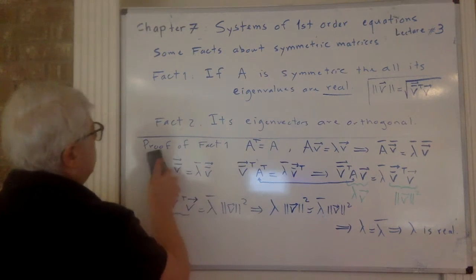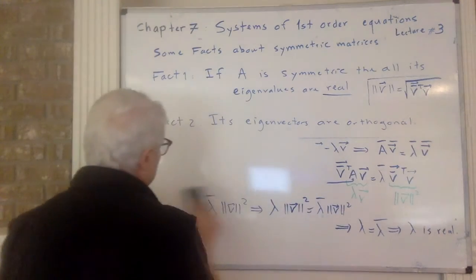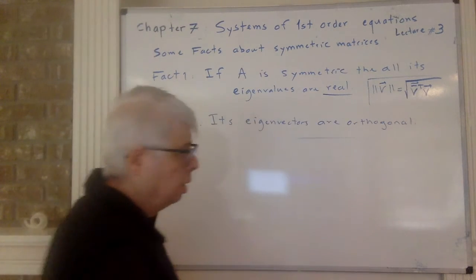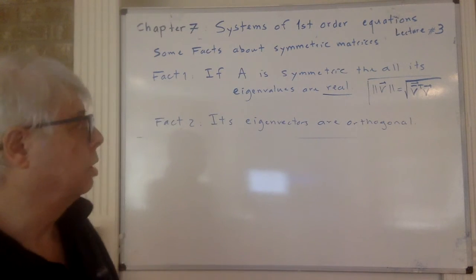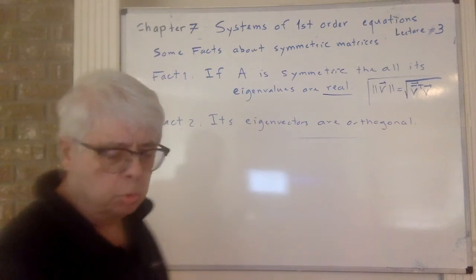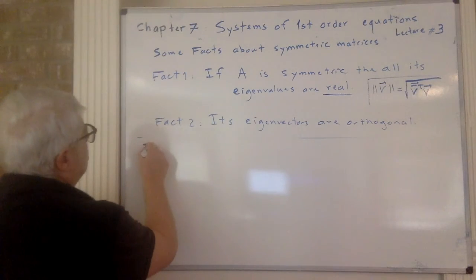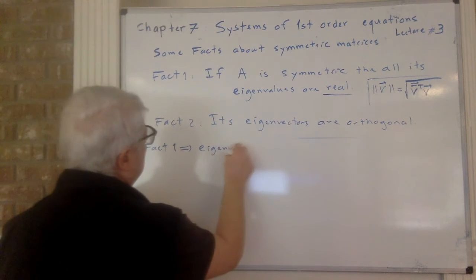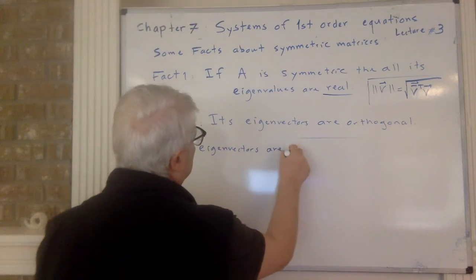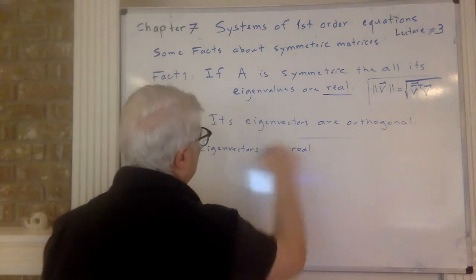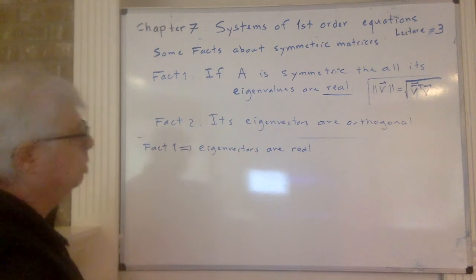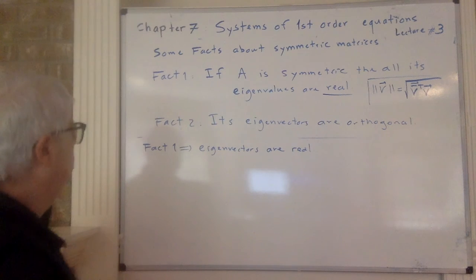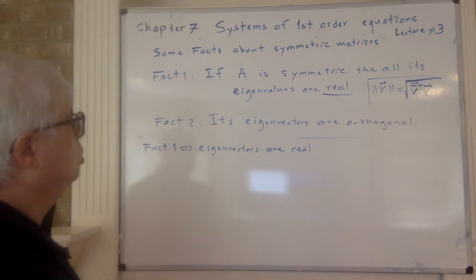Okay, let's see what fact 2 is. Now that we know they are real, how can we prove that they are in fact orthogonal? What does orthogonal mean? So fact 1 also implies that eigenvectors are real. When you solve for eigenvectors, you just have a system of equations with real coefficients, so you will get real solutions. So let's say fact 2: eigenvectors are orthogonal.